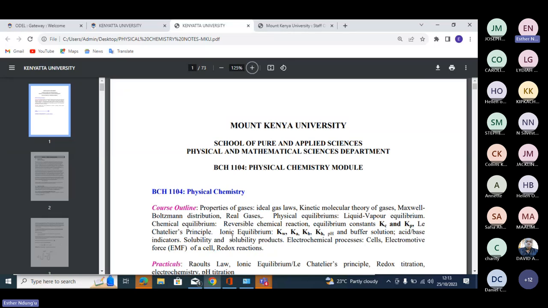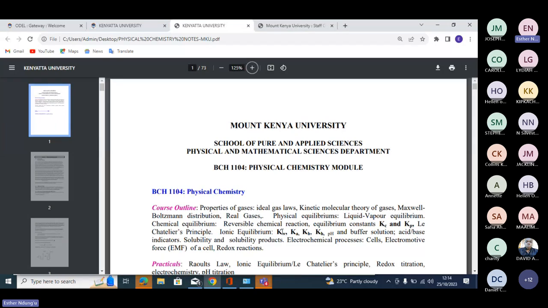Once again, you realize that even as we look at chemical equilibrium, some of the concepts you have already learned in high school. Ionic equilibrium, Ka, Kw. Kw is the water dissociation constant, Ka is the acid dissociation constant, Kb the base dissociation constant, buffers and buffer solutions. Calculation of pH. When we are calculating the pH, that's when we come across the Kb, Ka, Kw during the calculations.